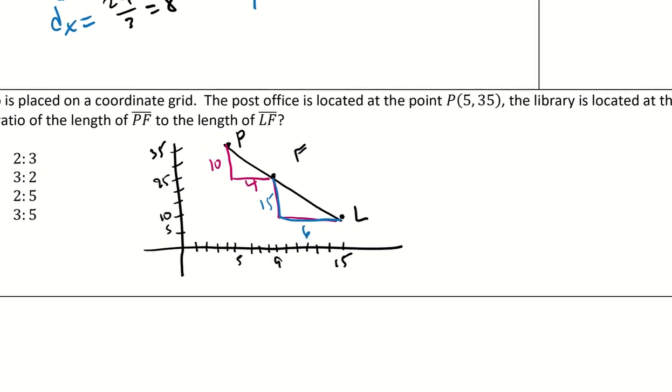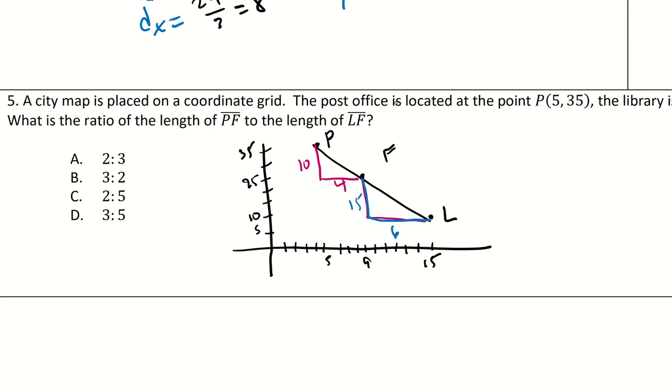And then from 9 to 15, that's 6. And so we want to get the ratio of the length of PF to the length of LF. So we don't have to use all these coordinates. We only have to use either the x or the y. So we could say, okay, we want to go from PF to LF, right? So we can use the 4 and the 6 to do that. It's a 4 to 6 ratio in the x direction, or it's 10 to 15 in the y direction. But either way, you're going to get the same answer.